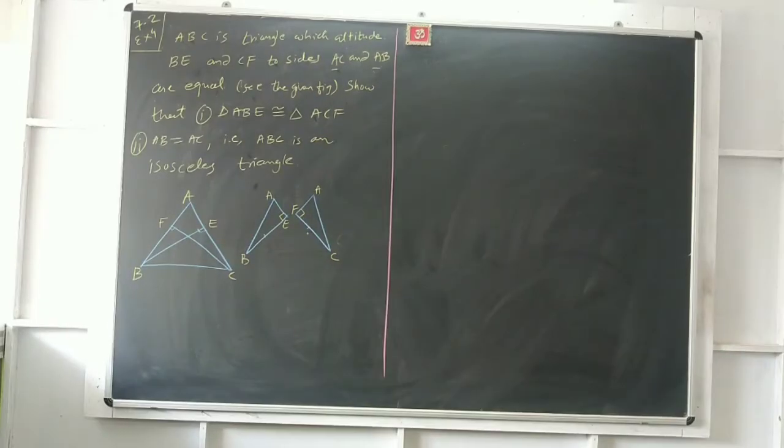Okay, this is the case question number 7.2, example number 4. ABC is a triangle in which altitudes BE and CF to sides AC and AB are equal. See in the figure. We have to prove that triangle ABE is congruent to triangle ACF, and second, that AB is equal to AC. We have to prove ABC is an isosceles triangle.